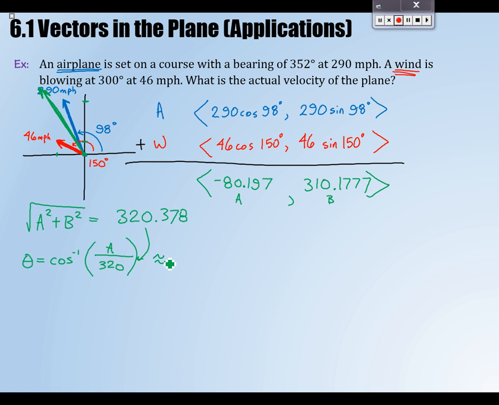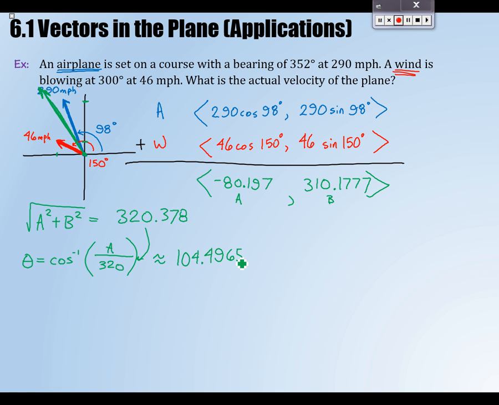That is to say, there's never a time in your life where you should use a rounded value in a calculation. If that hasn't been made clear to you yet, we have to hammer that into your head. So disregard any sig figs until I put it in a box, and then I'll put the correct 3 sig fig answer in a box at the end. All right, so what I get is 104.49 degrees.